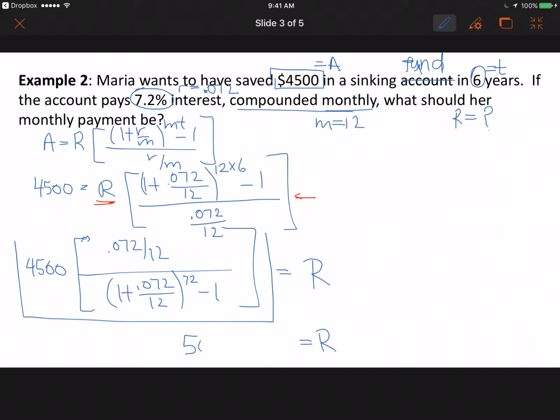And you should get 50.15. So if she puts $50.15 in every month, then after 6 years she'll have $4,500 in the account.